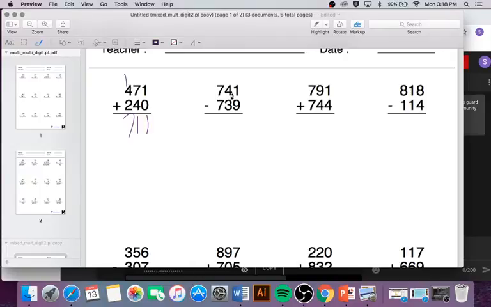Okay. Our next problem, 741 minus 739. We start in the ones place, and we have 1 minus 9. We can't subtract 9 from 1, so we cross off our 4 and change it to a 3. And we cross off our 1 and add a 1 in front of it, so our 1 becomes an 11. Now we have 11 minus 9, which is 2. Now we have 3 minus 3, which is 0. Move over, and we have 7 minus 7, which is also 0. So our answer to 741 minus 739 is 2.